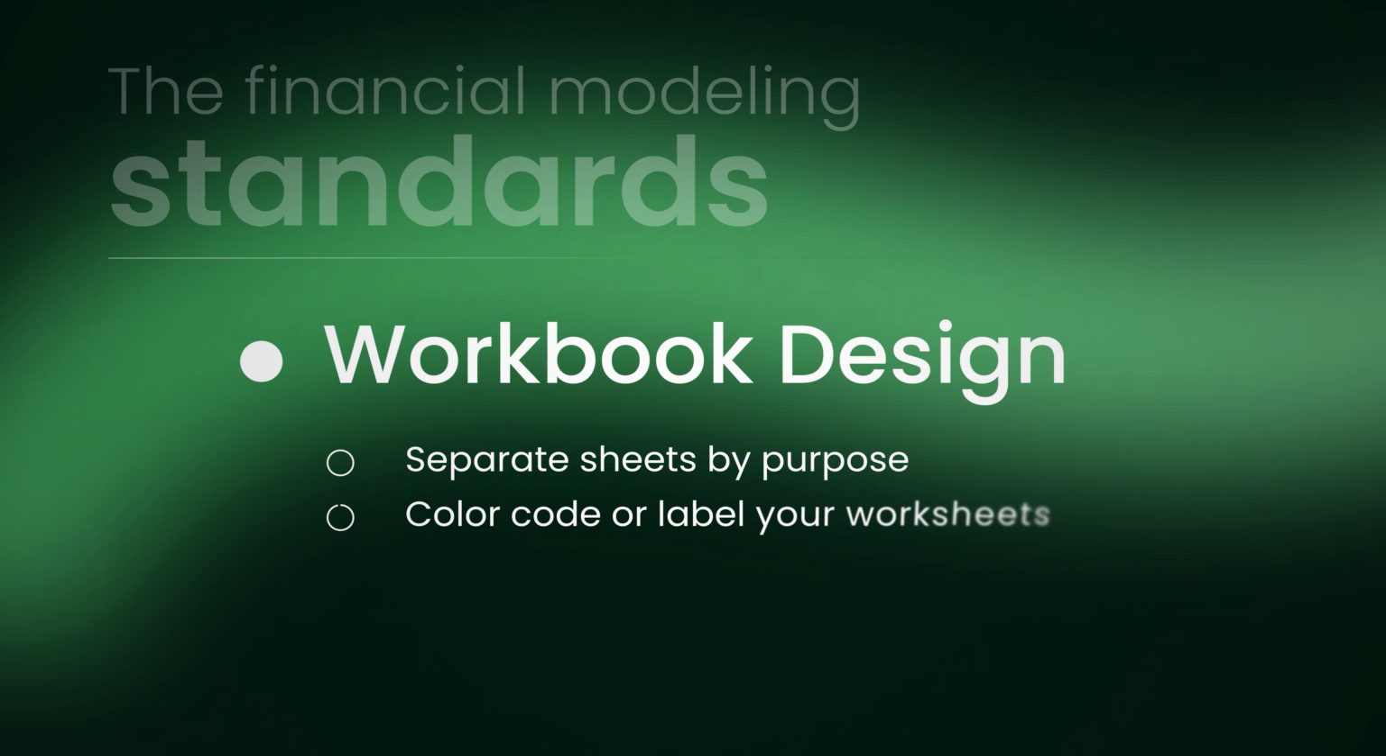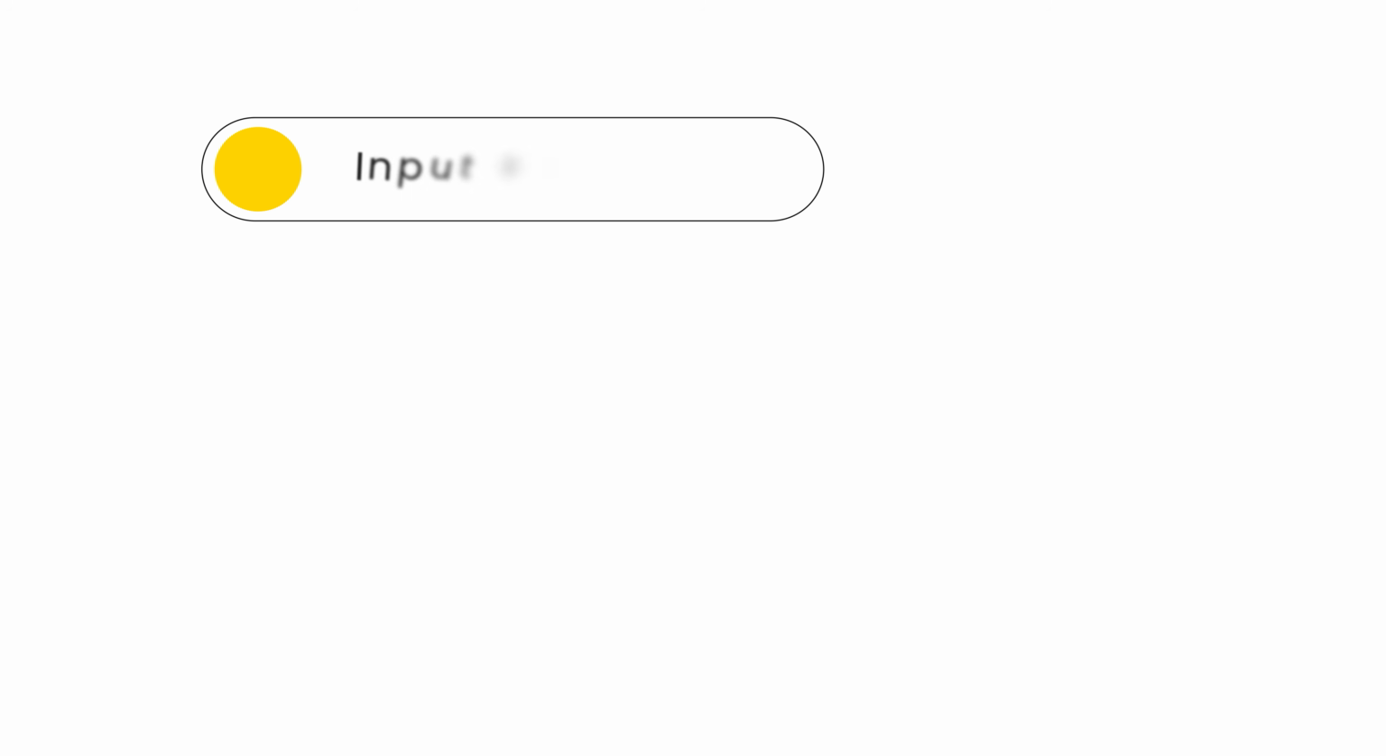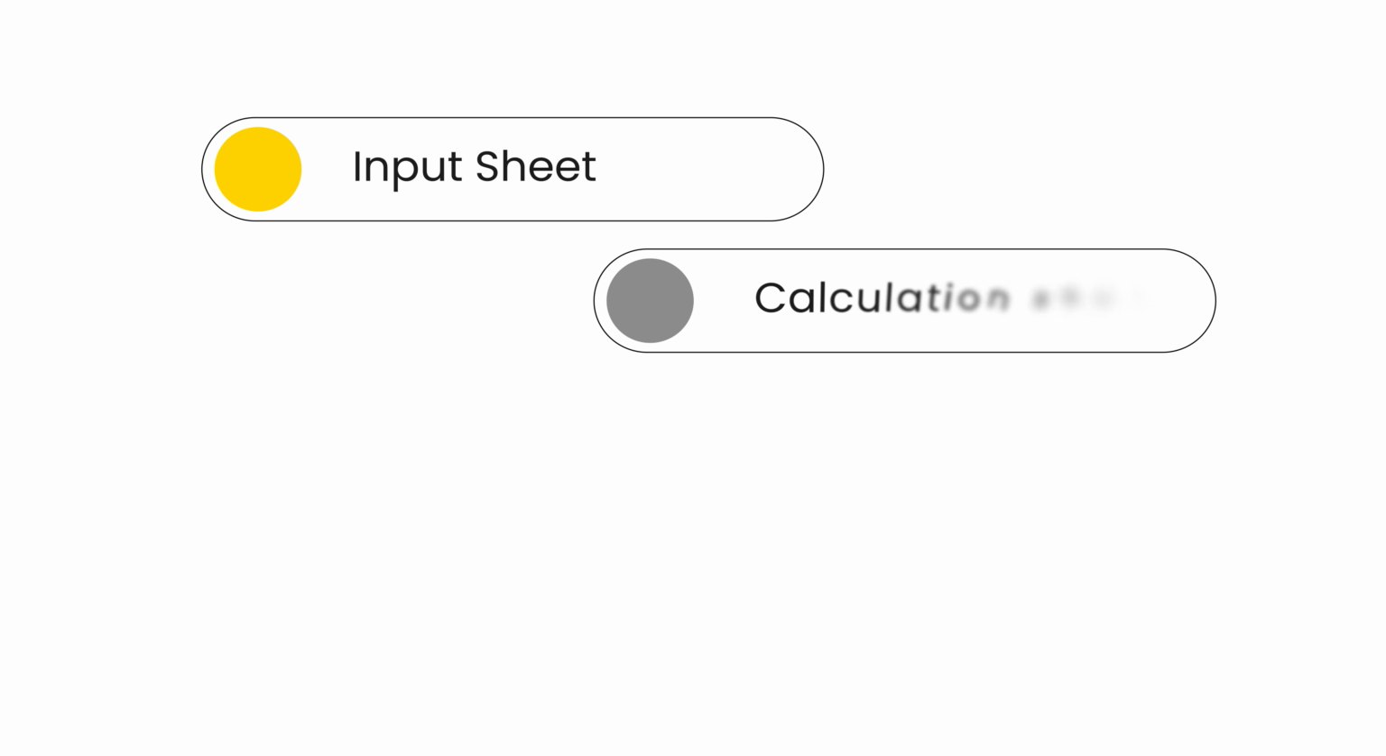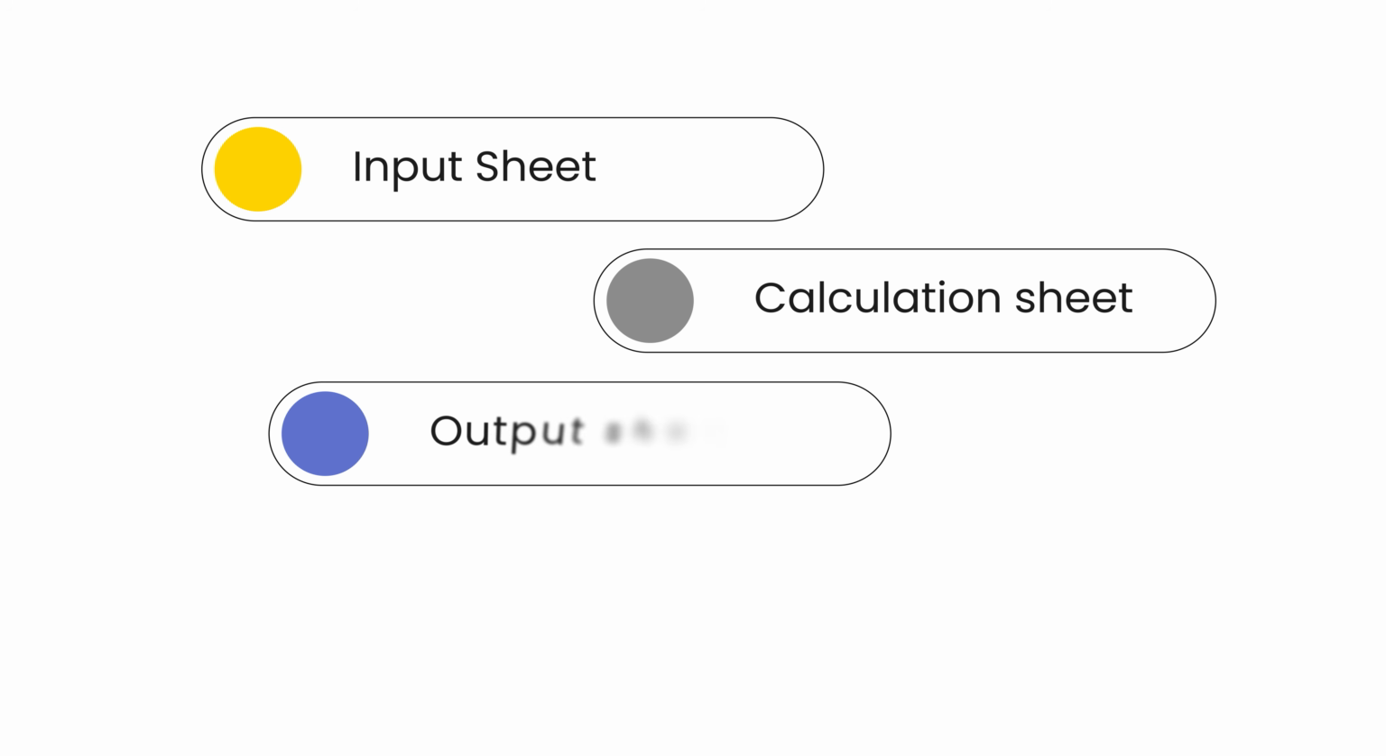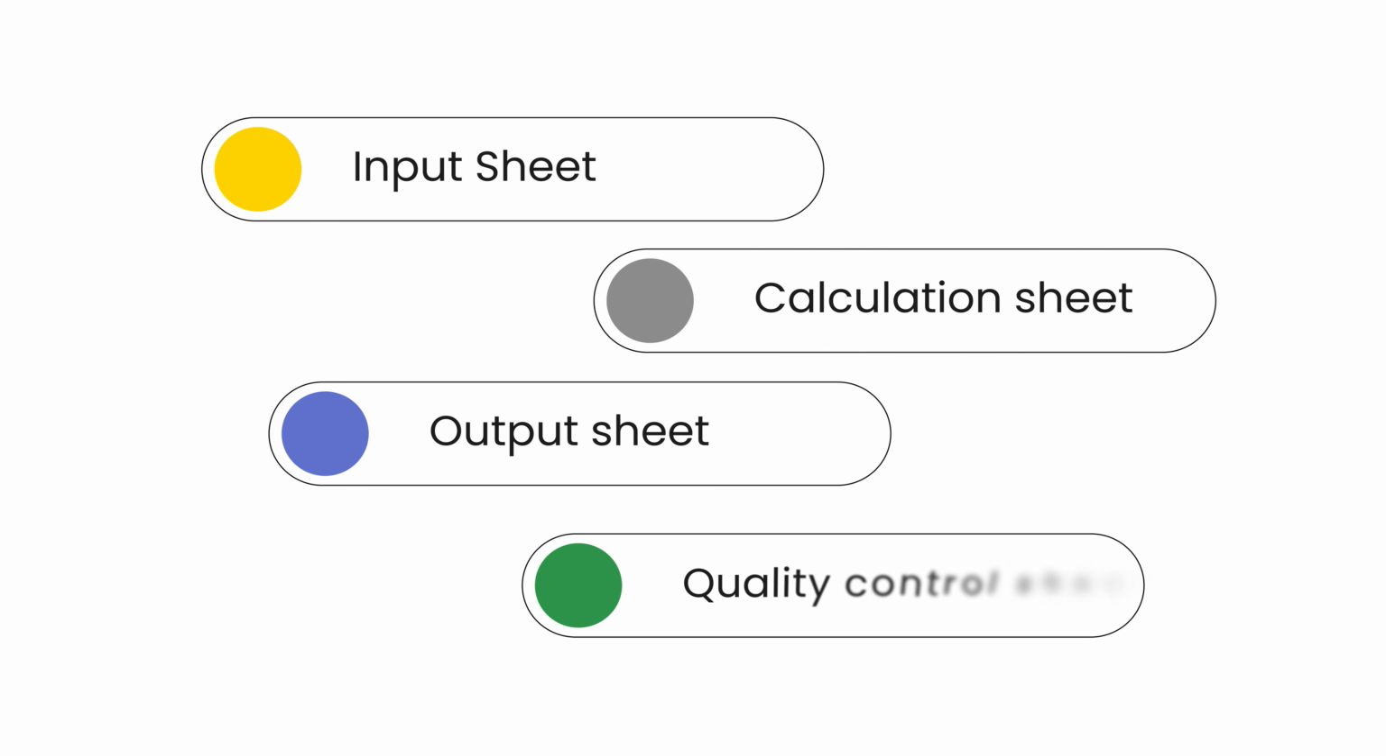Color code or label your worksheets. For example, you might use yellow for input sheets, gray for calculation sheets, blue for output sheets, and green for quality control sheets. But, and this is important, you don't need to follow this exact color scheme. The point is to explain how your model works and then be consistent. Pick a system, document it on the guide sheet, and stick to it.